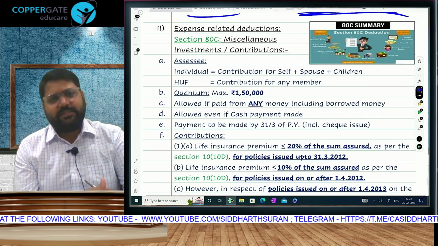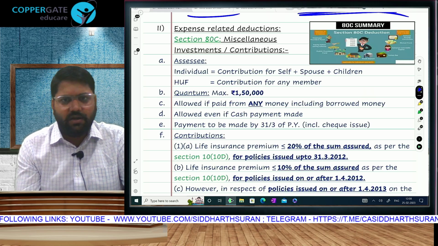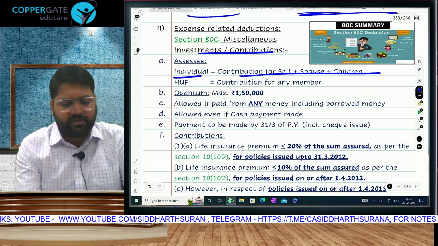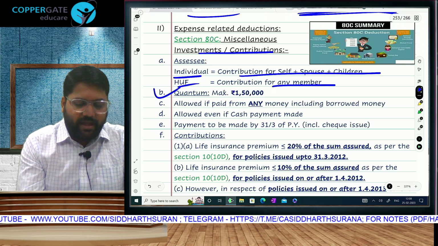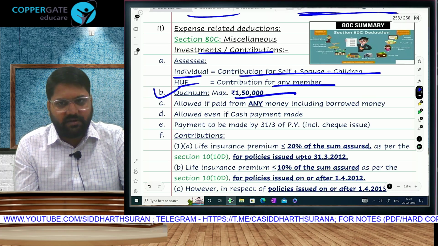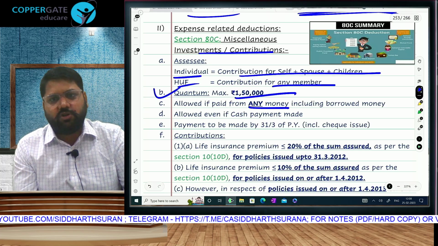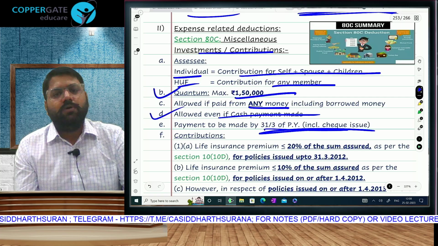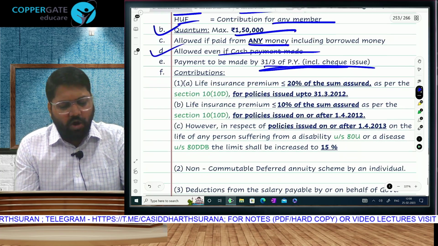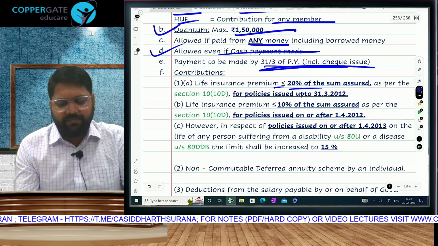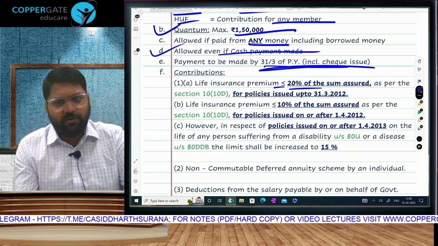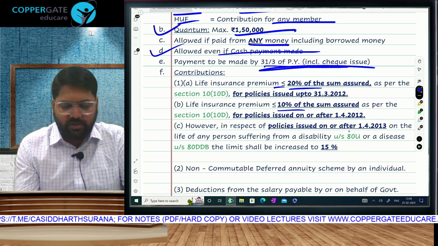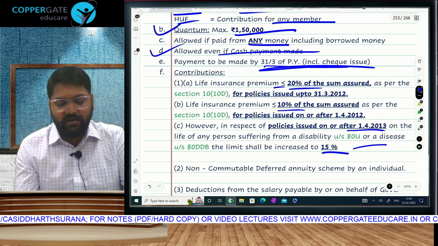If we talk about expense related deduction, the biggest of all, 80C, investment and contribution. An individual can contribute for self, spouse, children, and HUF for any member. Actual contribution or 1,50,000, whichever is lower, irrespective of source of money, it will be allowed. In fact, cash payment will also be allowed, but you have to make payment up to 31st of March, and there is a long list of contributions. Life insurance premium up to 31st March 2012 policies, 20% of sum assured. After 2012-13, 10% of sum assured, and after 1-4-13 only for disabled, 15%.